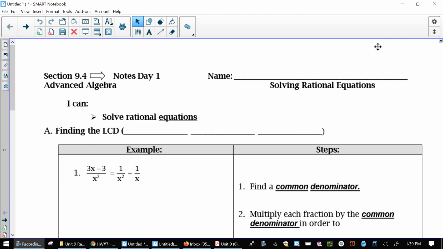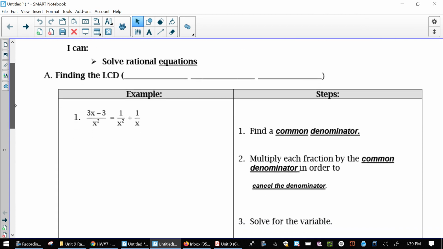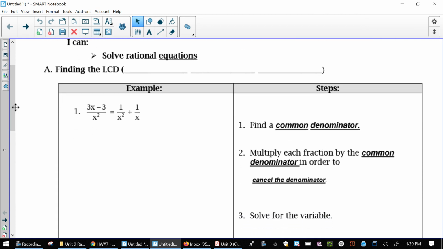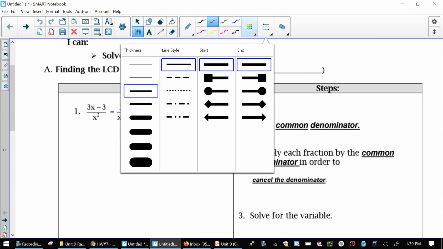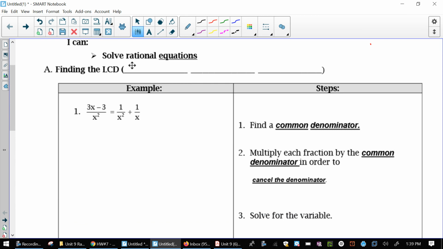All right, so this is it. I can solve rational equations. Finding the LCD, and of course, when we say LCD, you guys should know what I mean by now, but let's go ahead and fill in these blanks anyway. Least common denominator, because this is what it's all about. This is what it's been all about with adding and subtracting, and this is what it's all about with solving equations. So here we go.